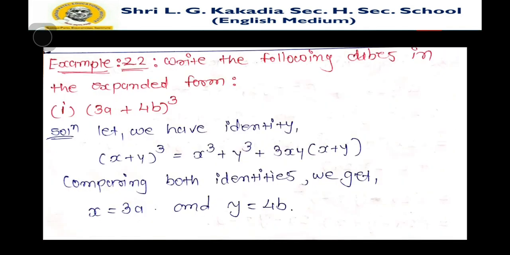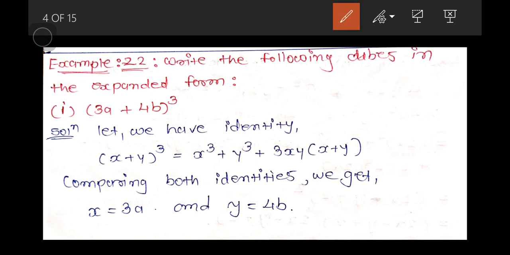So here is example number 22: write the following cubes in the expanded form. We are given some cubes, and we have to expand them with the help of the identities that we have already studied. Now the solution of this example. First, (3a + 4b) whole cube.